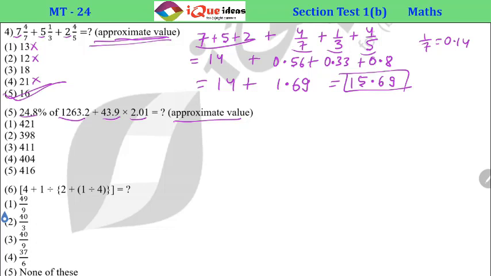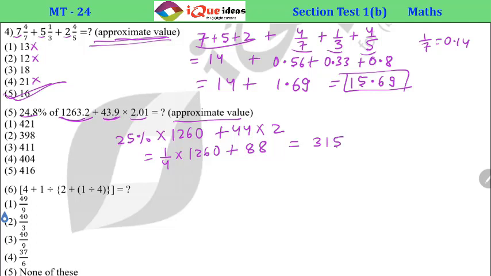Okay, so 24.8% can be taken as 25%. 1263.2 can be taken as 1260, right? Plus 43.9 can be taken as 44 into 2.01 is 2. So 25% is actually 1/4 into 1260 plus 44 into 2 is 88. Now 1/4 of 1260, if you divide by 4, will be 315, right? Plus 88. So it comes out to be 403, right?